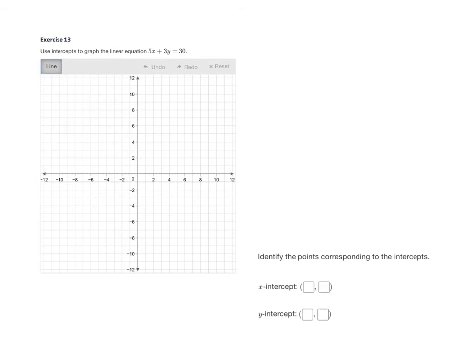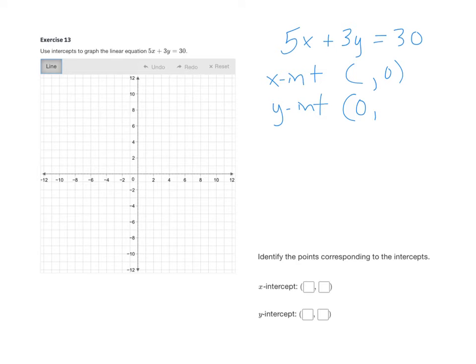Alright, 2 more to go. Use the intercepts to graph the linear equation. So we've got 5x plus 3y is equal to 30. And to find the x-intercept, I'm going to set my y value equal to 0. And to find the y-intercept, you're going to set the x equal to 0.